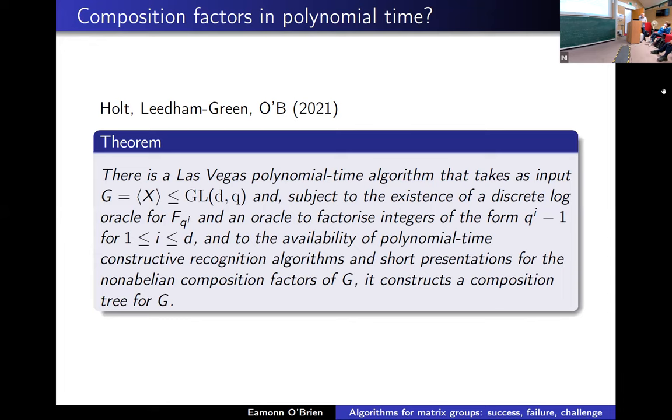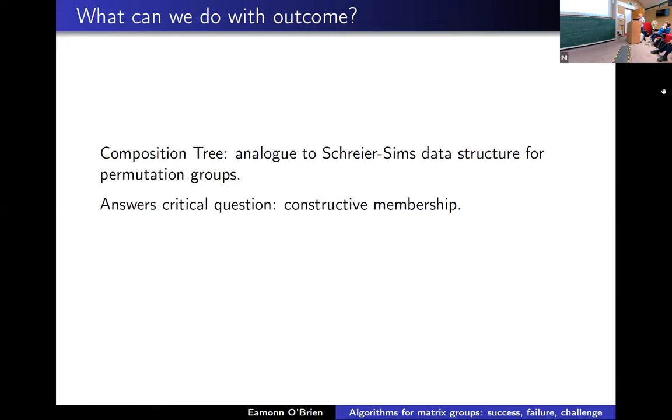Okay, a couple of things that I just want to wrap up with. One is, what can we do with all of this? Well, the critical thing that we get from it, and it's fair to say that we realized this at the end of the process, or at the beginning of the process, is that the really critical issue is constructive membership. If you want to be able to hand in something which lies in the generic parent group and decide, does it lie in this group? And if it does, tell me what it is as a word. That's the very critical piece of information which we're getting from composition tree.